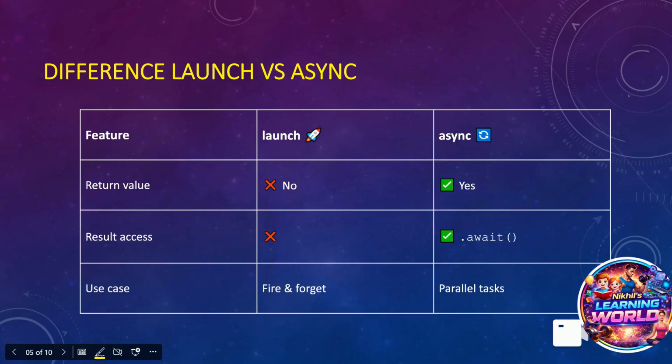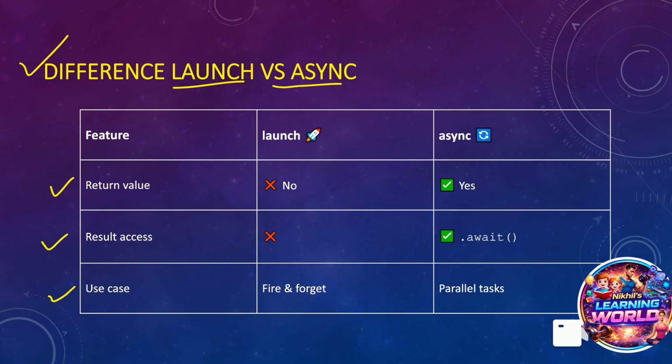So, the difference between launch and async. Launch will not return a value. Launch is just fire and forget. But async will definitely return a value. Result access is not available in launch, but with async, await gives result access. The use case for launch is fire and forget, and for async it is parallel tasks.